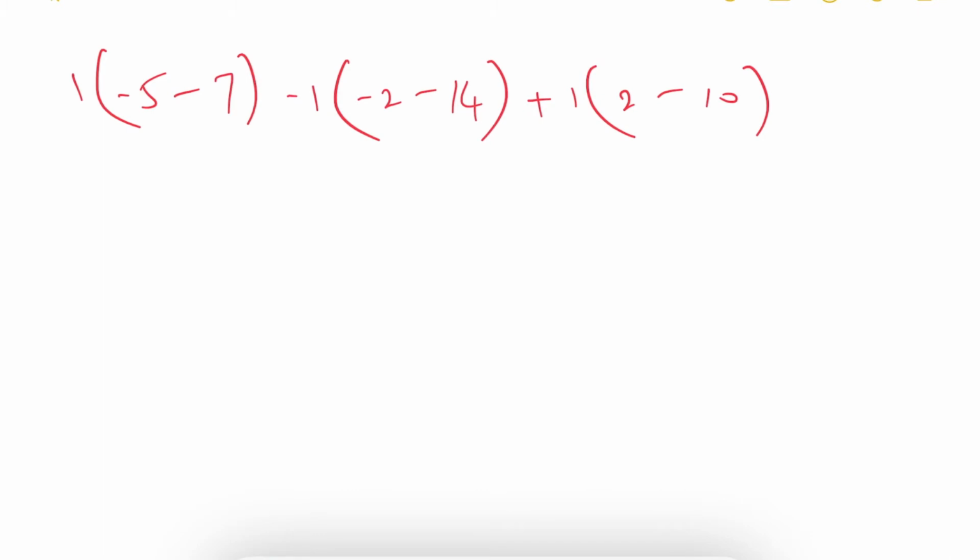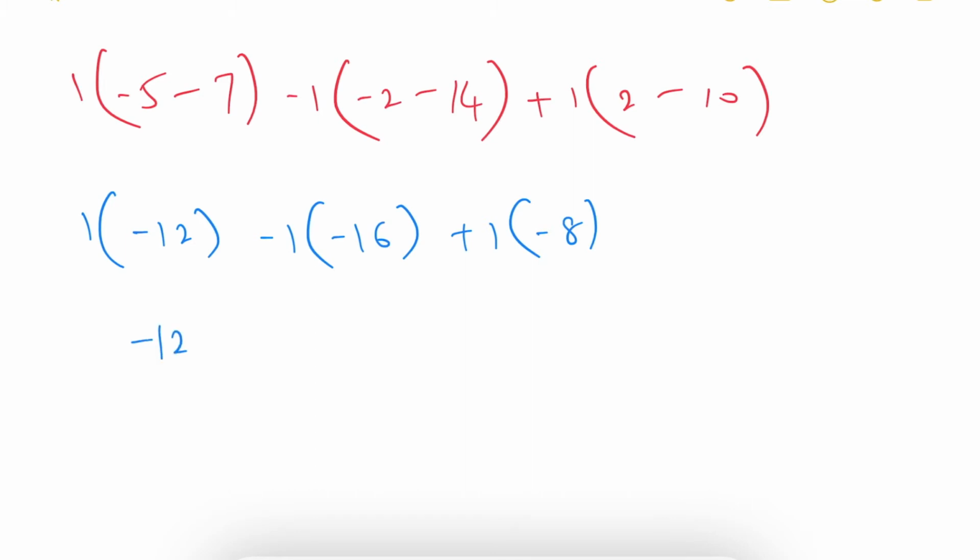Okay, now if you observe this, 1 into minus 5 minus 7 minus 12, minus 1 into minus 2 minus 14 minus 16, plus 1 into 2 minus 10, it is minus 8. So 1 into minus 12 minus 12, minus 1 into minus 16 plus 16, plus 1 into minus 8 minus 8. So here minus 12 minus 8 minus 20 plus 16, minus 20 plus 16 is nothing but minus 4. This minus 4 is not equal to 0.